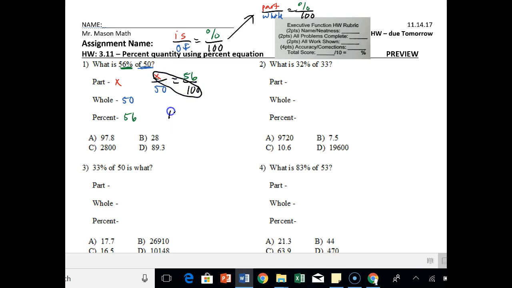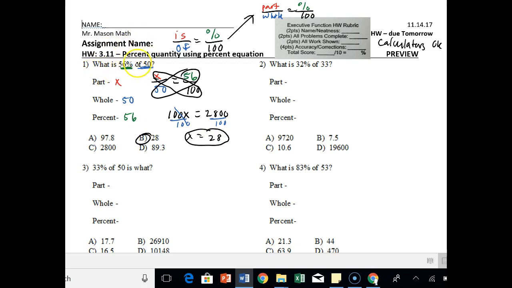So I got 100x is equal to 56 times 50, which is 2800. I forgot to say calculator's okay. You can write that there. Calculator's okay. You still got to show your work. We'll now divide by 100. And this should be very simple, right? X is equal to, zeros cancel out, 28, right? So B, 28. So that makes sense, right?